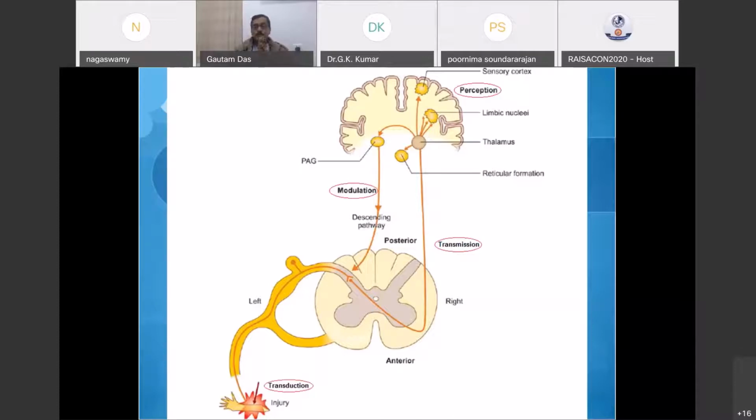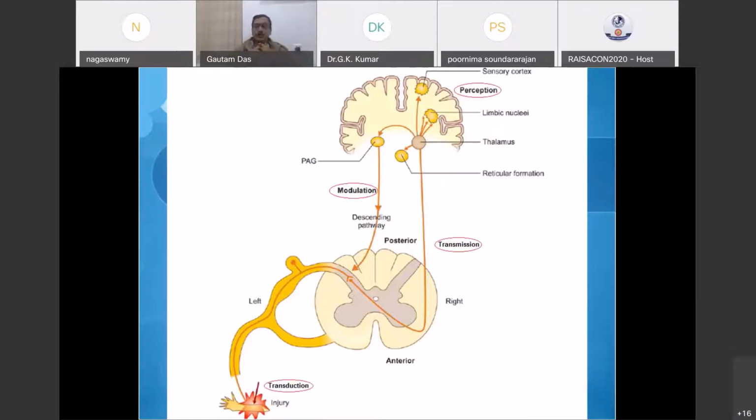So the third order neuron, the fibers are not just reaching the post-central gyrus, it is also reaching the different limbic nuclei and causes the emotional changes. So we feel sad, physically hurting, but also mentally hurting. The pain also hurts us mentally, emotionally.